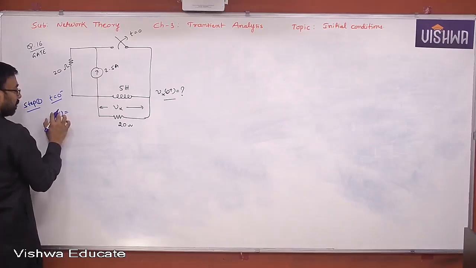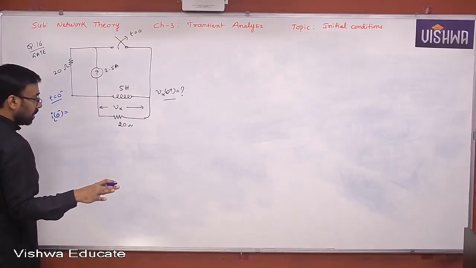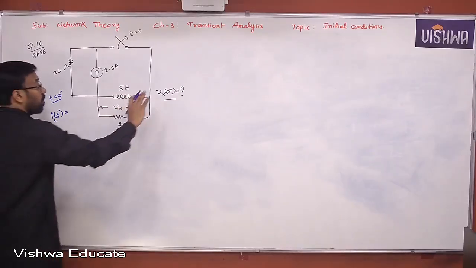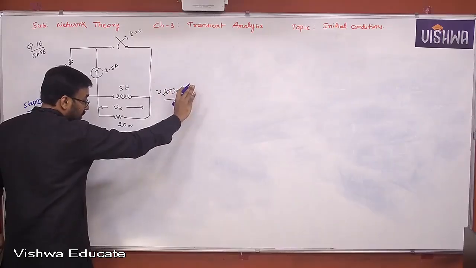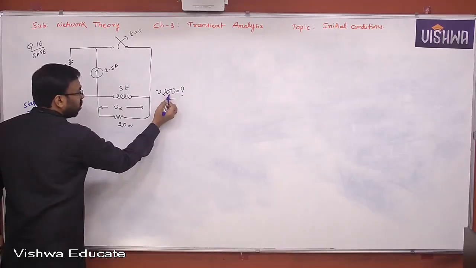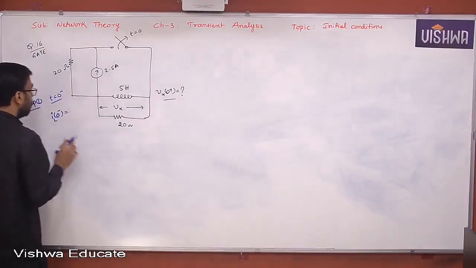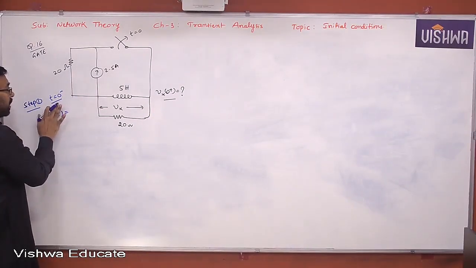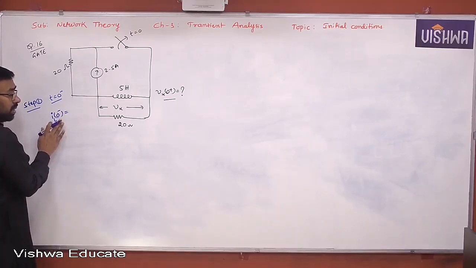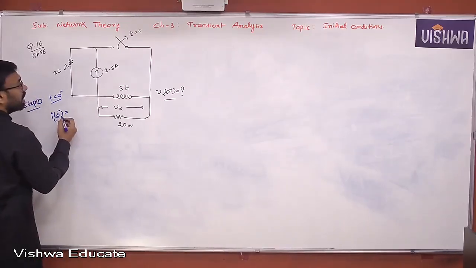Always in the first step, your objective is to determine current through inductor, voltage across capacitor. That's it. Irrespective of the problem asked here, it doesn't matter which problem is asked. If somebody is asking just 0 plus, whether it is current or voltage or anything it might be, at first step, at t equal to 0 minus, your objective is always to determine current through inductor, voltage across capacitor. That's it. Current through inductor, how much here?